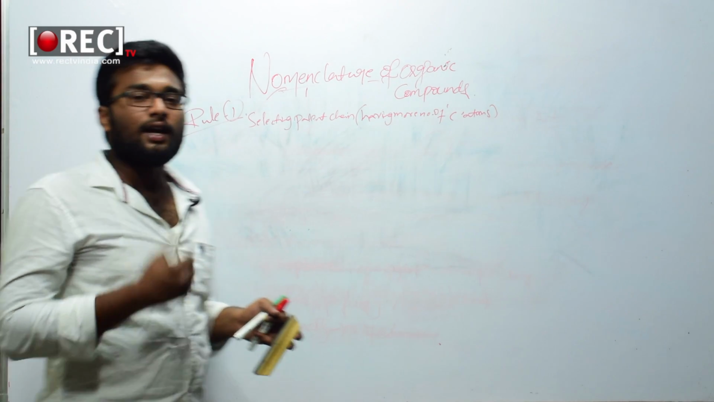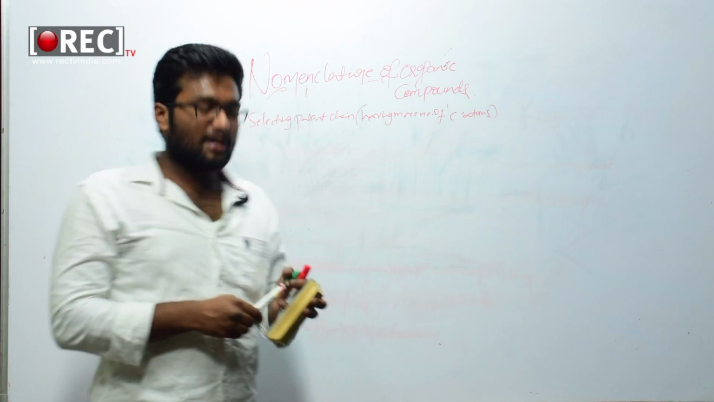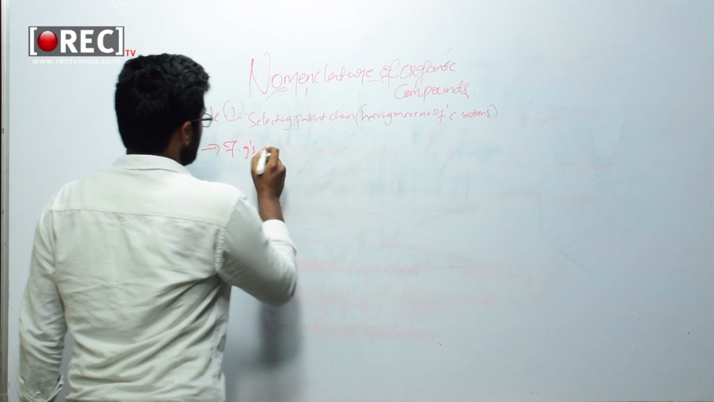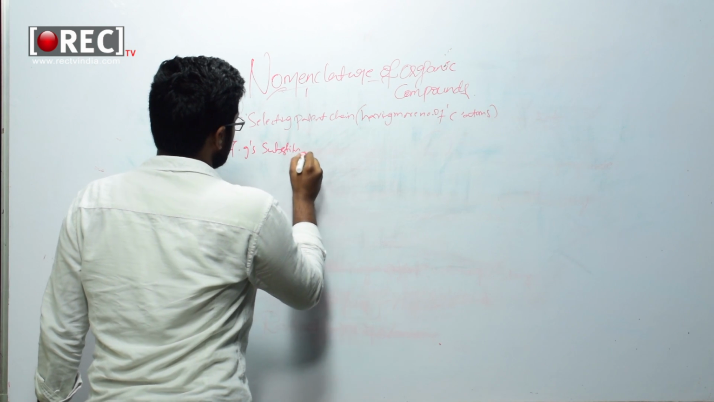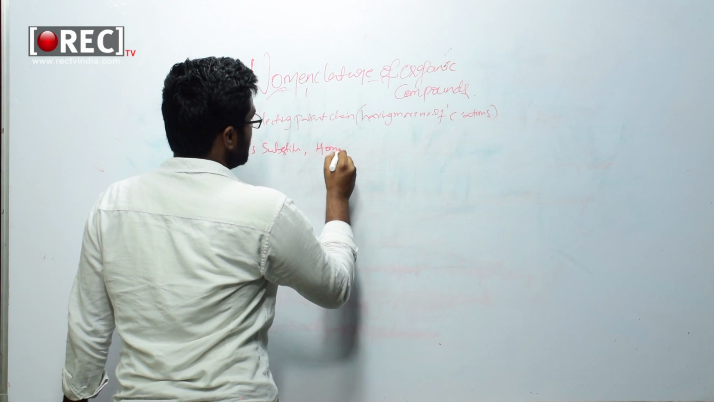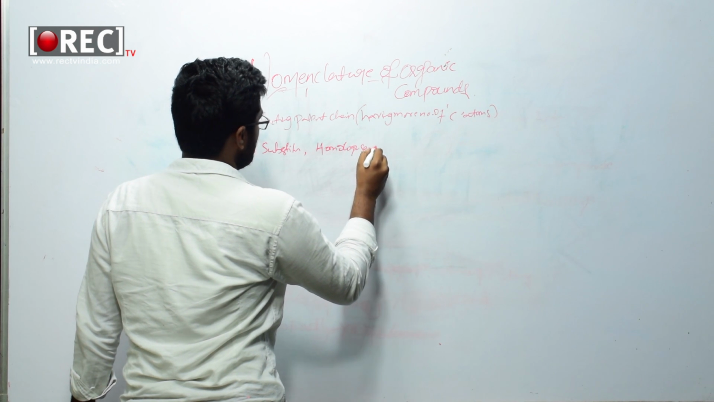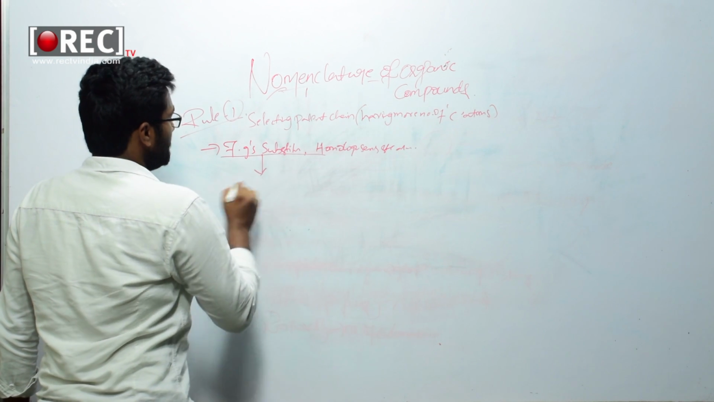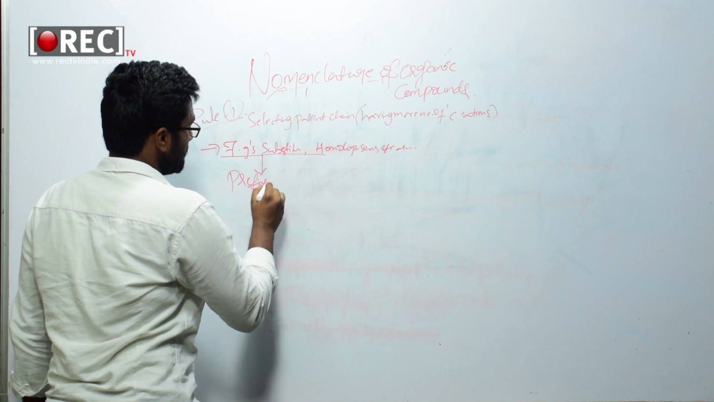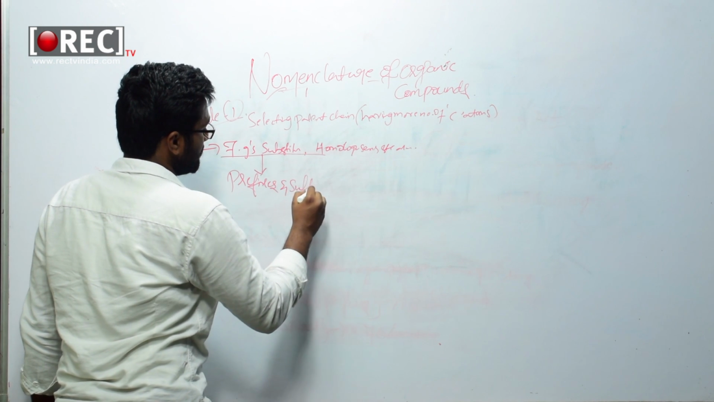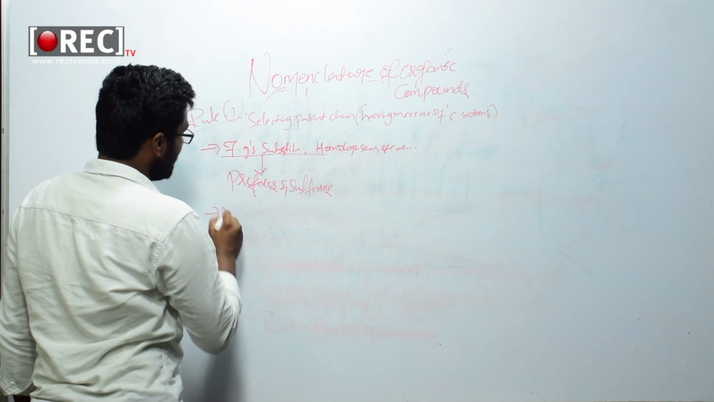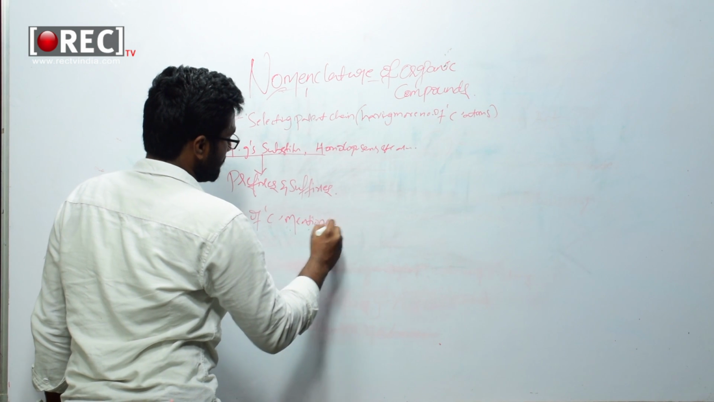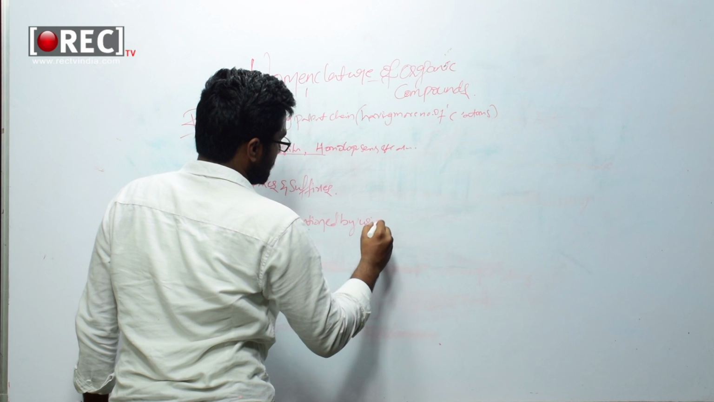Rule number 1. We have discussed that while naming a compound following the IUPAC system, functional groups, substituents, homologous series, etc. are mentioned. These are mentioned by using prefixes and suffixes, and the number of carbon atoms is mentioned by using the root word.